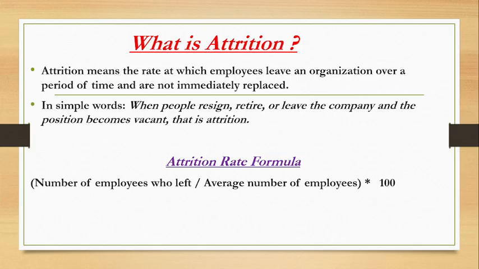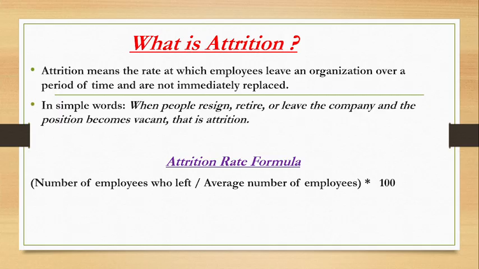So what is voluntary attrition? Voluntary attrition means that an agent or any person is leaving the company on her or his own will. Suppose I am working in a company, I don't want to work anymore because I have got a better opportunity, or I'm not feeling well in this company, so I have left the company. It is called voluntary attrition.